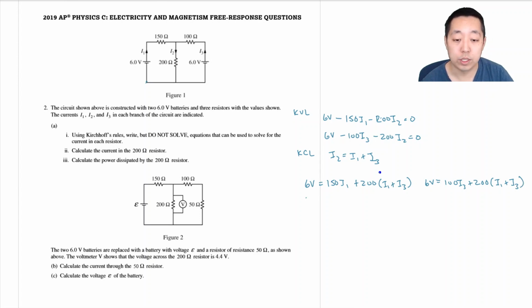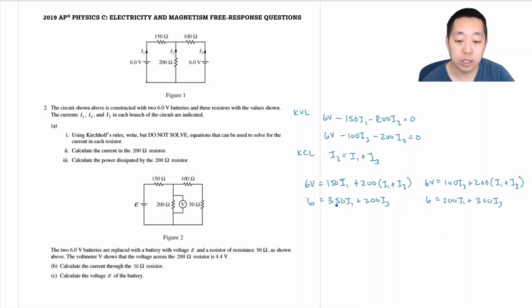So these are my 2 equations now. They're in terms of I1 and I3. And so I'm just going to try to combine these. So I1, I have 150 here and 200 here, so that's 350 I1, and then I have 200 I3 left. So that's this equation. And then 6 is equal to I1, I have 200 I1 here, and then I have 300 I3.